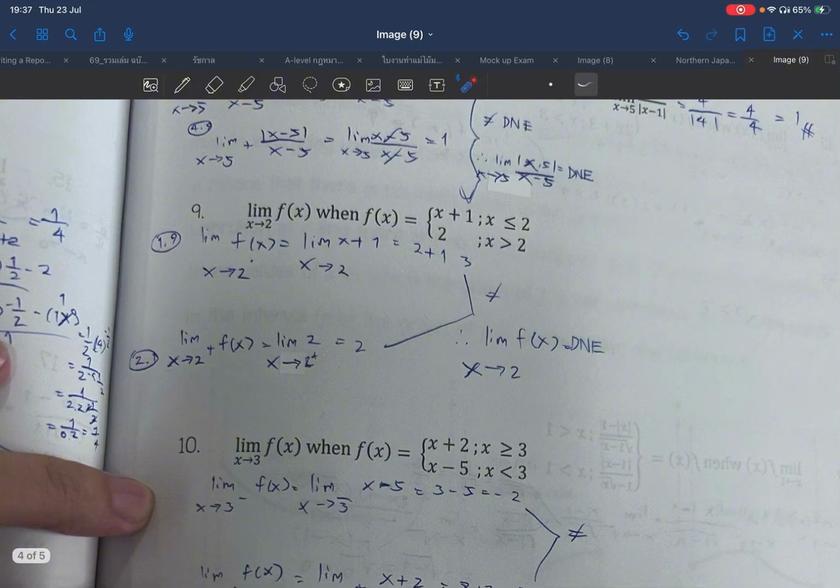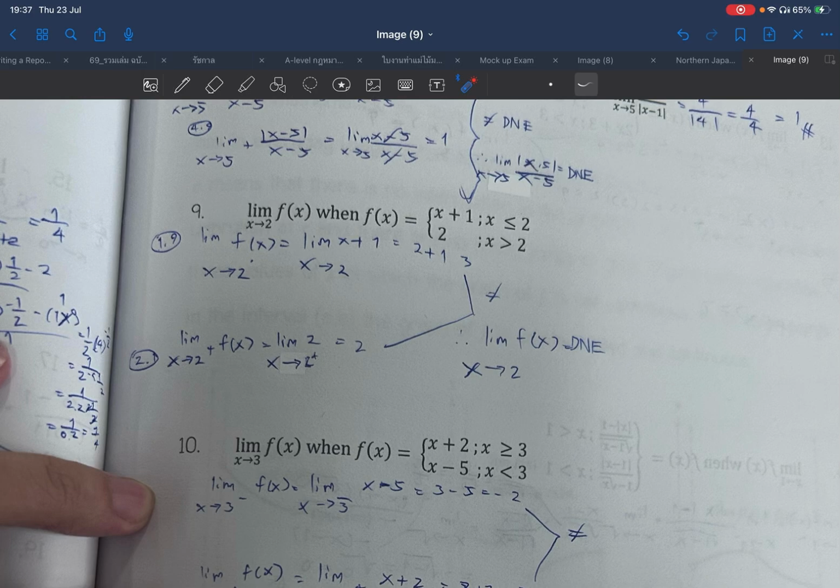So number 9. The limit of f(x) as x approaches 2, where f(x) equals x plus 1 for x less than 2, and f(x) equals 2 for x greater than 2. For the left-hand limit, substitute x equals 2 into x plus 1 to get 2 plus 1 equals 3, like this.